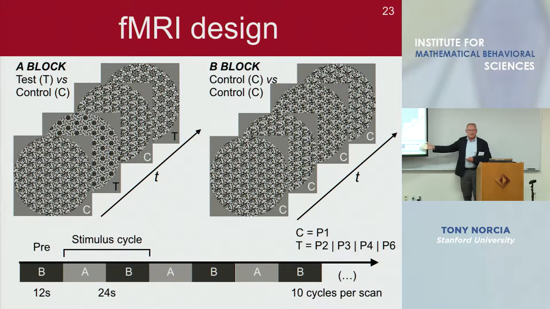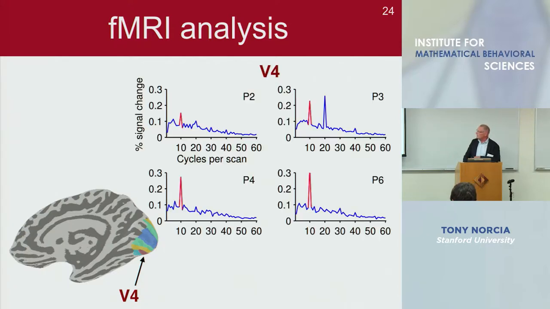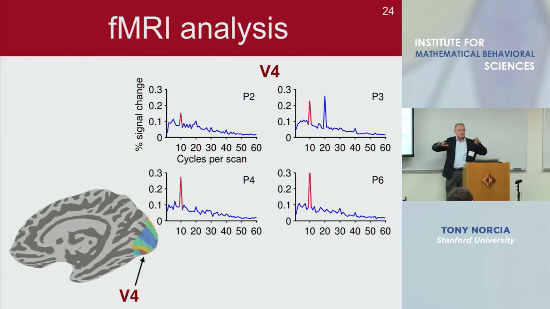Okay, so then this is periodic. And then we can go into these regions of interest that we've defined with retinotopic mapping. Let's say we're looking at V4. We can look at the amplitude spectrum of the BOLD signal over this 4 minute period. We happen to have 10 cycles of alternation between test and control. And so we see this nice spike here for P6 at 10 cycles per scan, exactly at the rate that we're alternating between intact and fully scrambled images. And for P2 down here, much smaller, and intermediate.